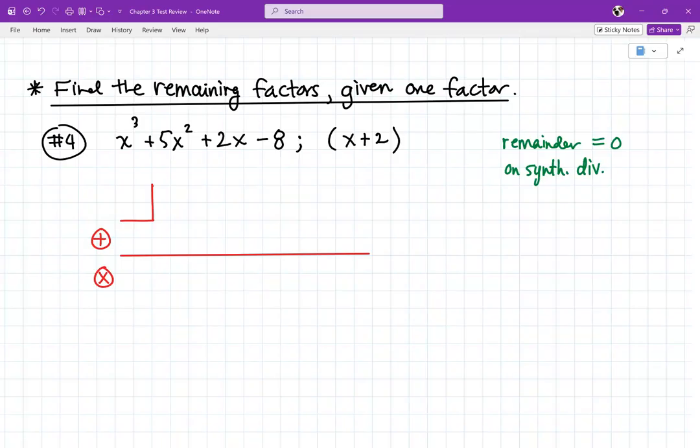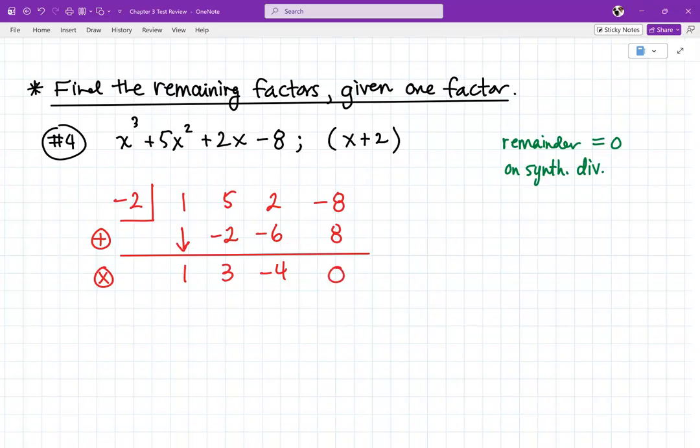All right. In that little half box, see how I have x plus 2 here? I'm going to write -2 this time. And then my coefficients are 1, 5, 2, -8. And then I'm going to go ahead and do the process. So bring down the 1. Negative 2 times 1 is negative 2. 5 plus negative 2 is 3. Negative 2 times 3 is negative 6. 2 plus negative 6, negative 4. Negative 2 times negative 4 is a positive 8. Negative 8 plus 8, 0.